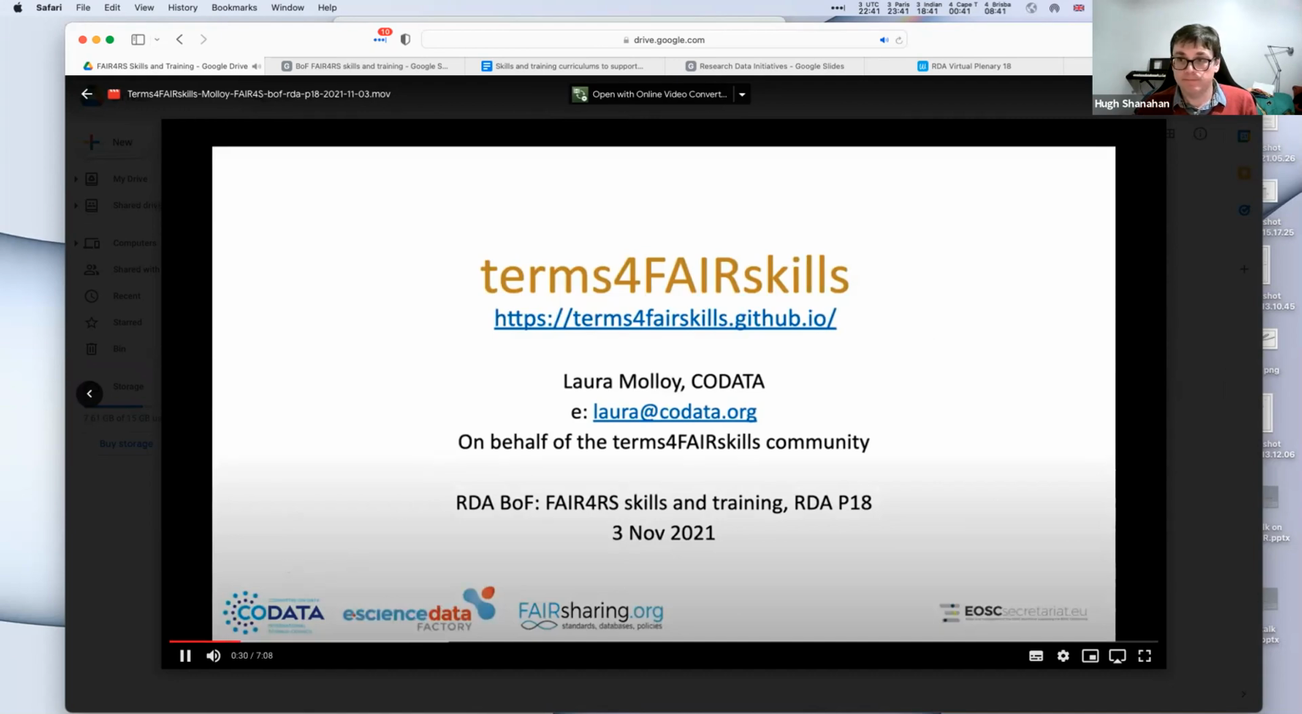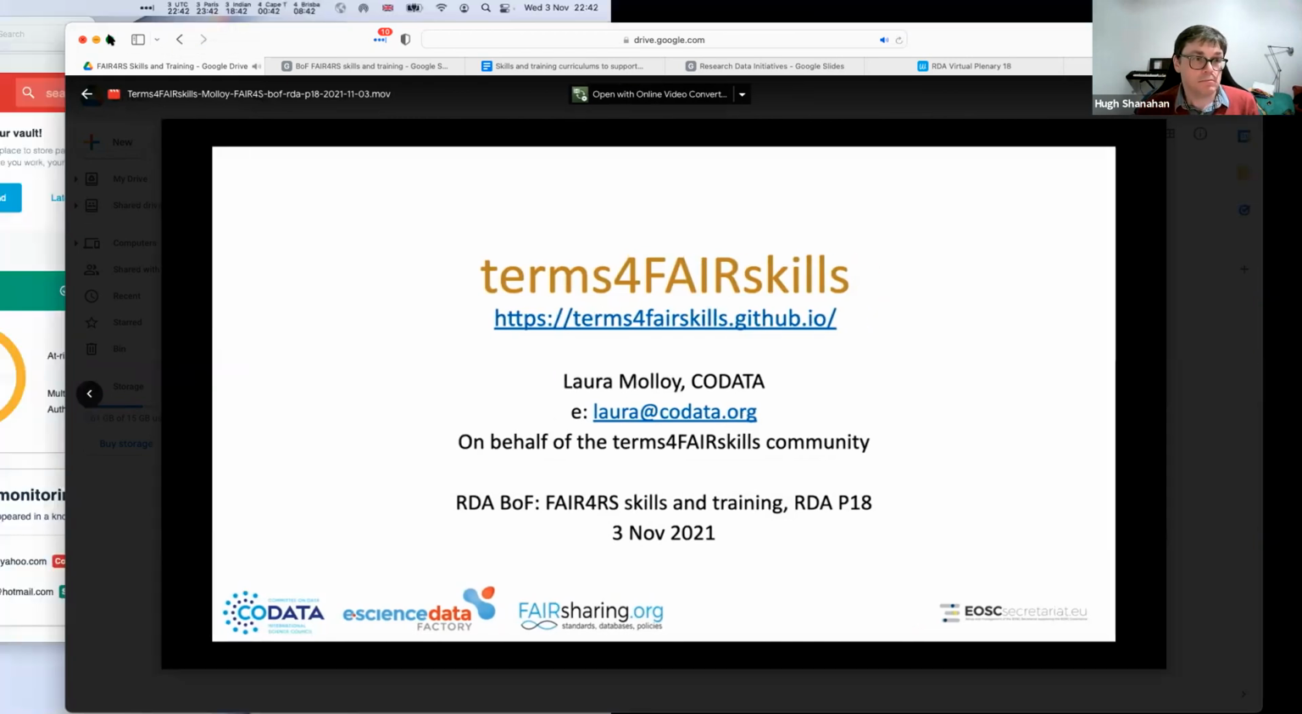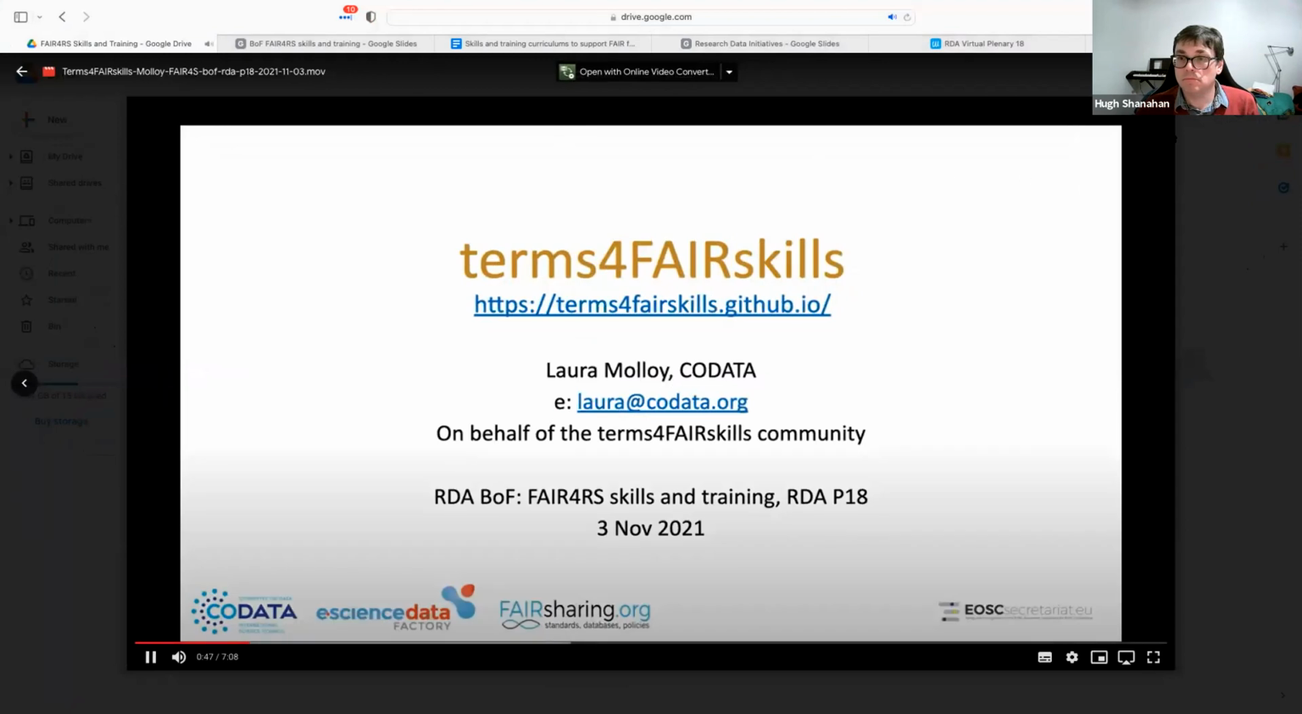It can be understood as a fair data stewardship terminology. And today I want to note that I'm speaking on behalf of our wider community, and more on that in a second. First of all, you can access and examine the terms for fair skills terminology at the link on the slide. It's openly available under a CC BY license. It's stored on GitHub for the community to inspect and use.